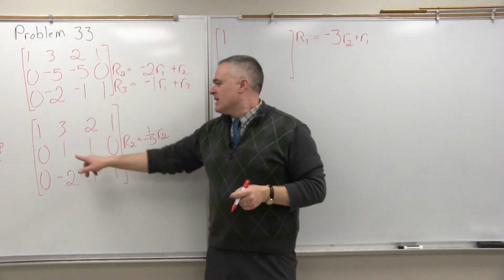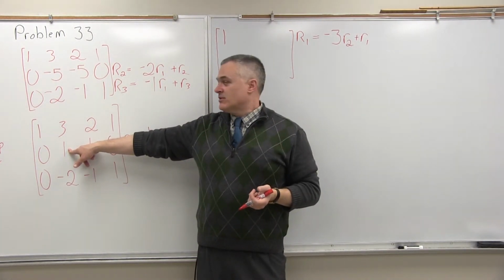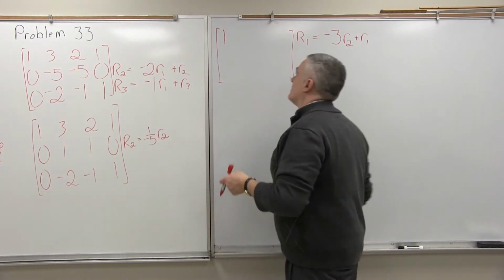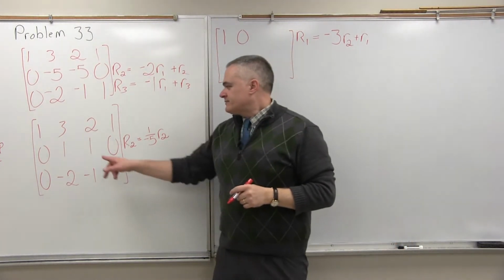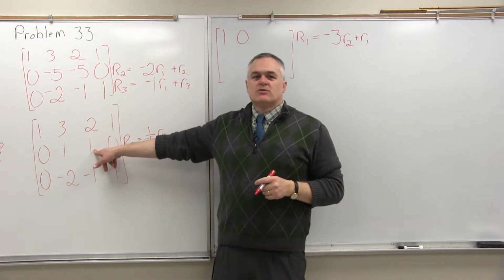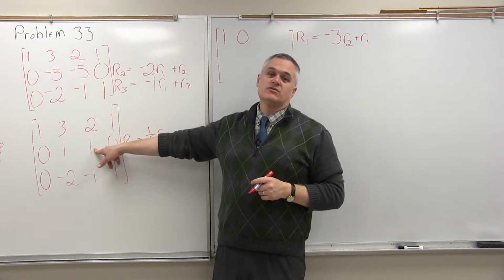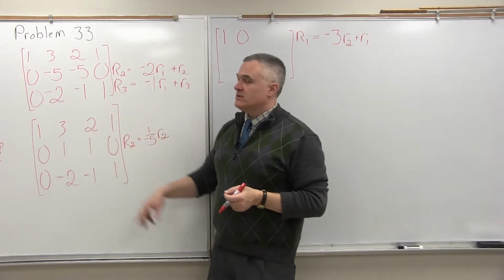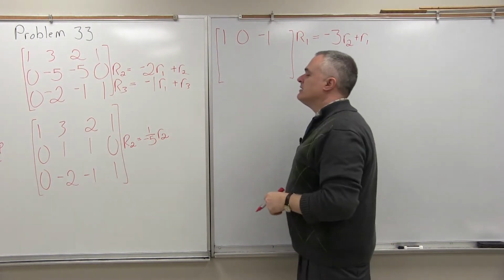Next one. Negative 3 times row 2 is negative 3 times positive 1, so I make a negative 3. Add to row 1, so negative 3 plus positive 3, 0, which is what I wanted to get. Next position, negative 3 times row 2 is negative 3 times 1, which is negative 3. Add to row 1, negative 3 plus 2. Negative 3 plus 2 is negative 1. Again, pay attention to the sign.